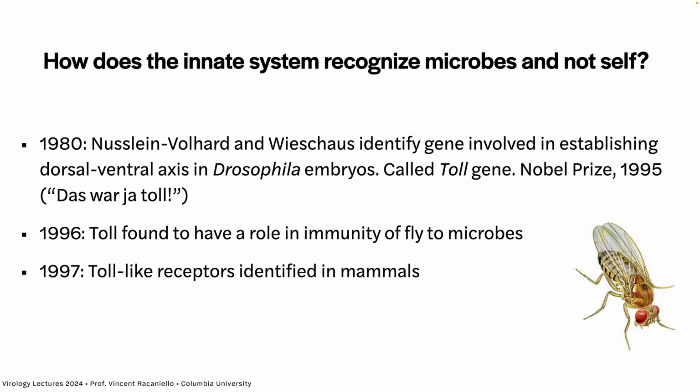And they found one gene called the Toll gene, because it means "das war ja toll" in German, which is like crazy, far out, right? So they called it the Toll gene. And they got the Nobel Prize for discovering that in 1995. But it was a gene playing a role in Drosophila development. It turned out, as found later, that it played some role in immunity of flies to microbes, and then later that it plays a role in innate immunity in mammals. So these are the toll-like receptors, which are part of the innate immune system, originally discovered in Drosophila.